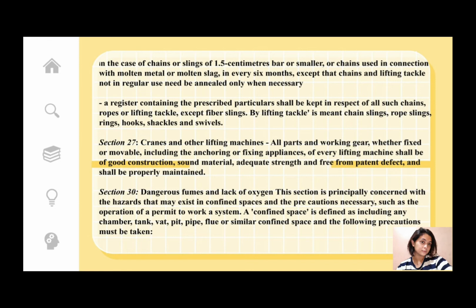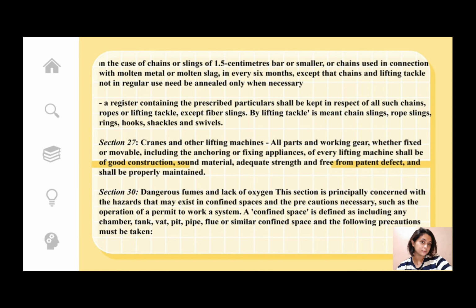By lifting tackle is meant chain slings, rope slings, rings, hooks, shackles, and swivels. So Section 27 stated that all such parts and gear shall be thoroughly examined by a competent person at least once in every period of 14 months, and a register should be kept containing the prescribed particulars of every such examination. And also, all rails on which a traveling crane moves and every track on which the carriage of a transporter or runway moves shall be of the proper size and adequate strength and have an even running surface.